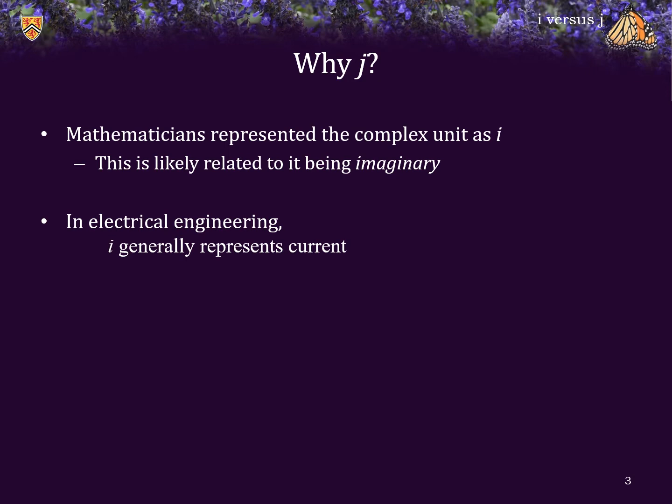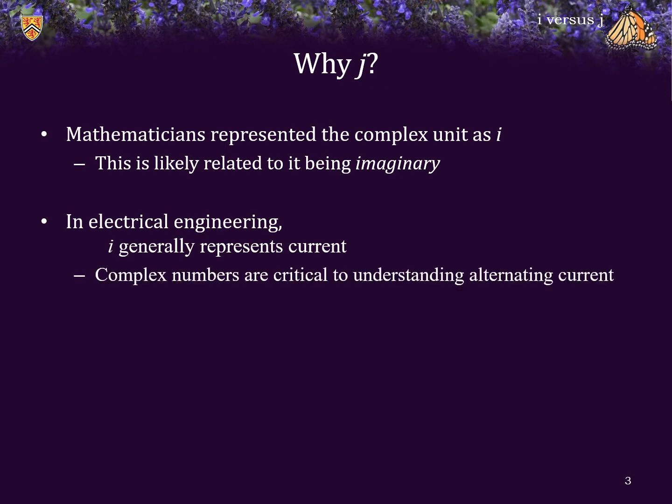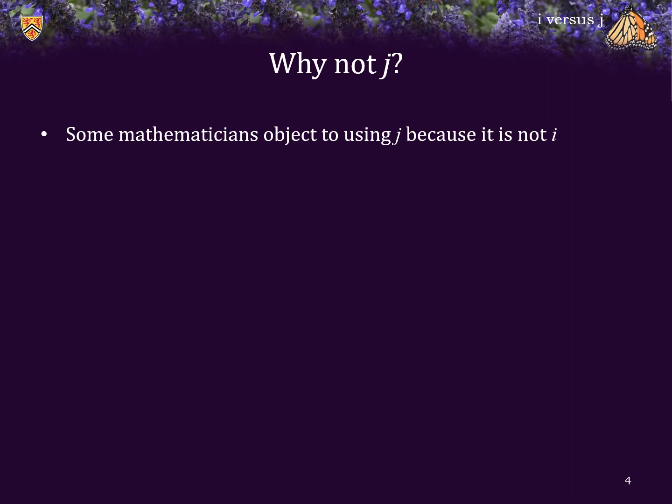Problem: in electrical engineering, i represents current. Complex numbers are critical to understanding and modeling alternating current. Consequently, in the 1800s, engineers adopted j to represent the imaginary unit, the square root of negative 1. Now, some mathematicians object to using j simply because it is not i.